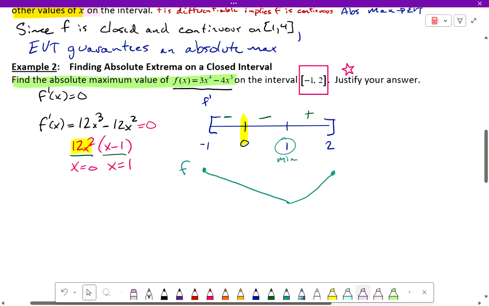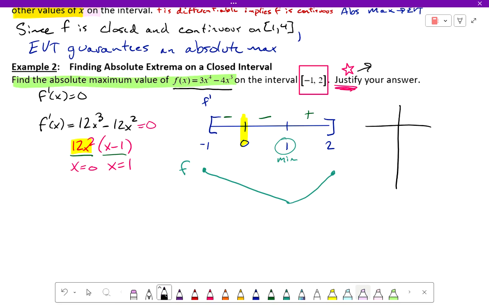Which one is going to be the absolute? Do we know yet? How could we tell? Plug them in, okay? That's what the justify means here. If we're justifying a maximum value, not a local maximum, but a maximum value, we are going to justify that with a table. Justify in this case means a table. It's a really simple setup.